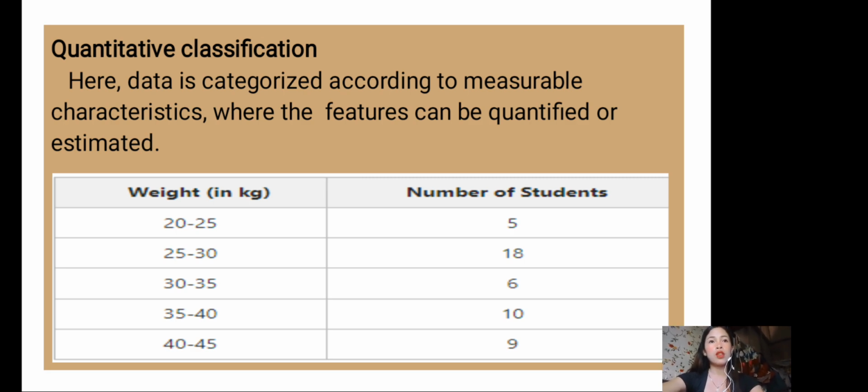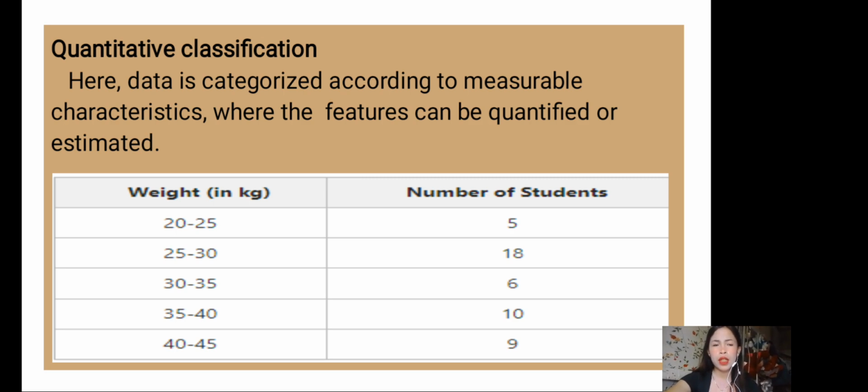And next, let's proceed to quantitative classification. Here, data is categorized according to measurable characteristics, where the features can be quantified or estimated. So, quantitative classification involves organizing data based on characteristics that can be measured numerically, like age, height, or income, into categories or groups for easier analysis and comparison. It is a method of organizing data in a table where the rows or columns represent categories or groups based on measurable characteristics.